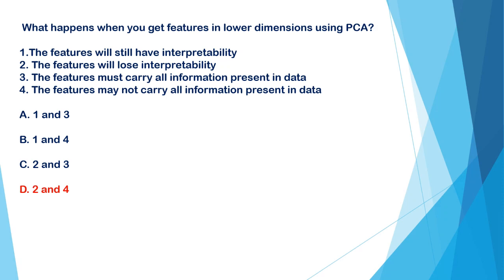What happens when you get features in lower dimension using PCA? First, the features will still have interpretability. Second, the feature will lose interpretability. Third, the feature must carry all information present in data. Fourth, the feature may not carry all information present in data. And the options are A first and third, B first and fourth, C second and third, or D second and fourth. And the correct option is D.